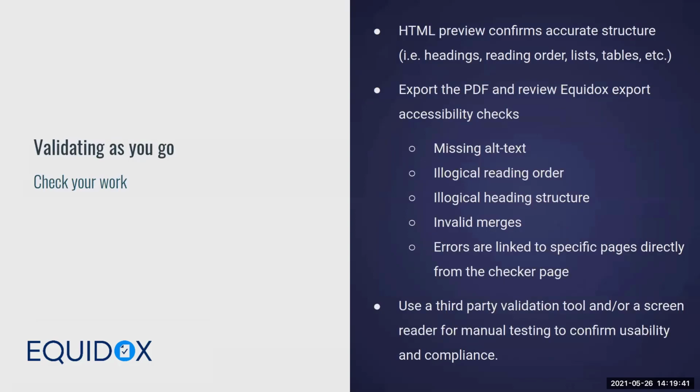Now, another part of Equidox is validating as you go, and this is something that we will also cover in the demonstration when we get to it. The HTML preview, if you've used Equidox before, I'm sure you're familiar with this. The HTML preview is a way of checking the structure that you've built on the page in terms of reading order, your headings, lists, tables, all of that information that you have structured in that remediation process will be previewable in the HTML preview page. And this is a way of just checking your work before moving on to a subsequent page.